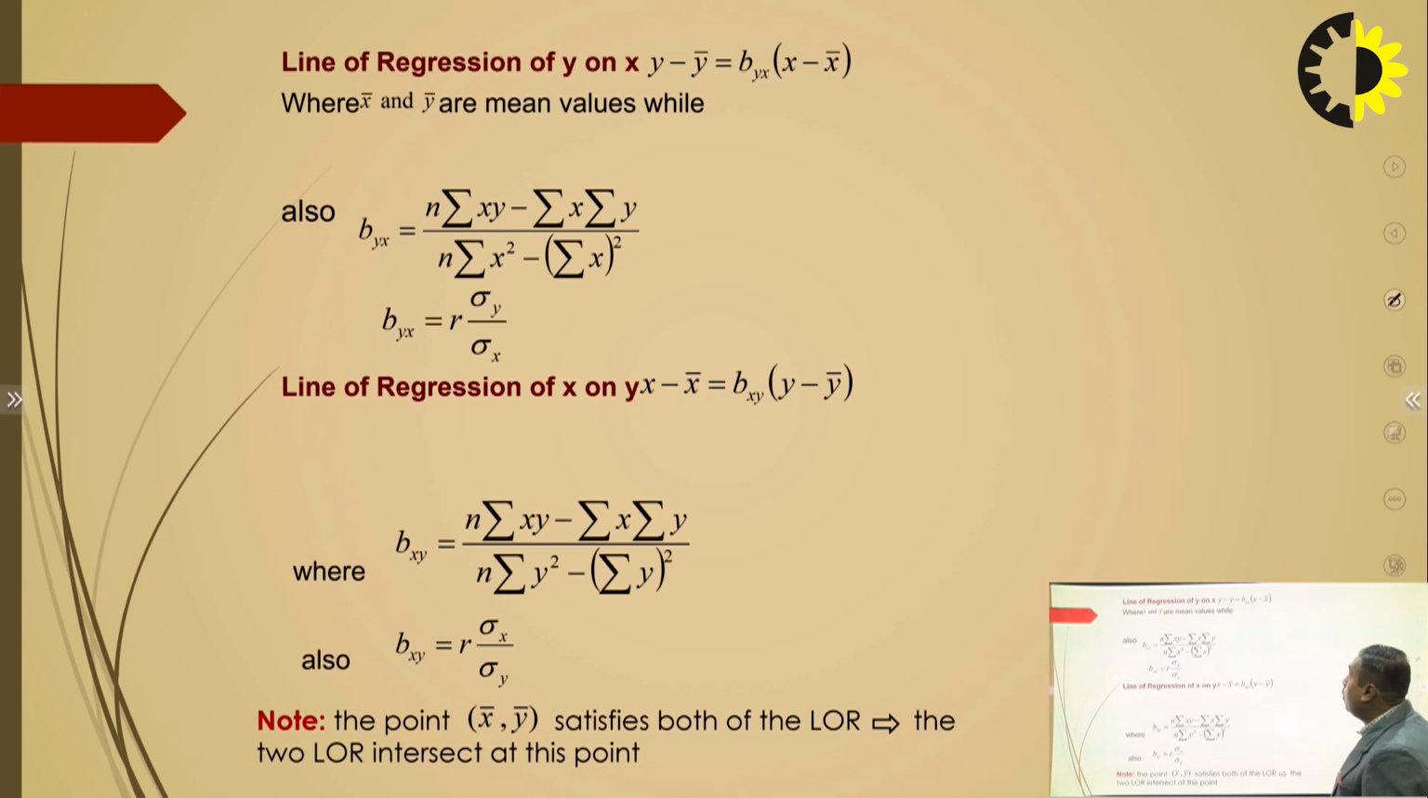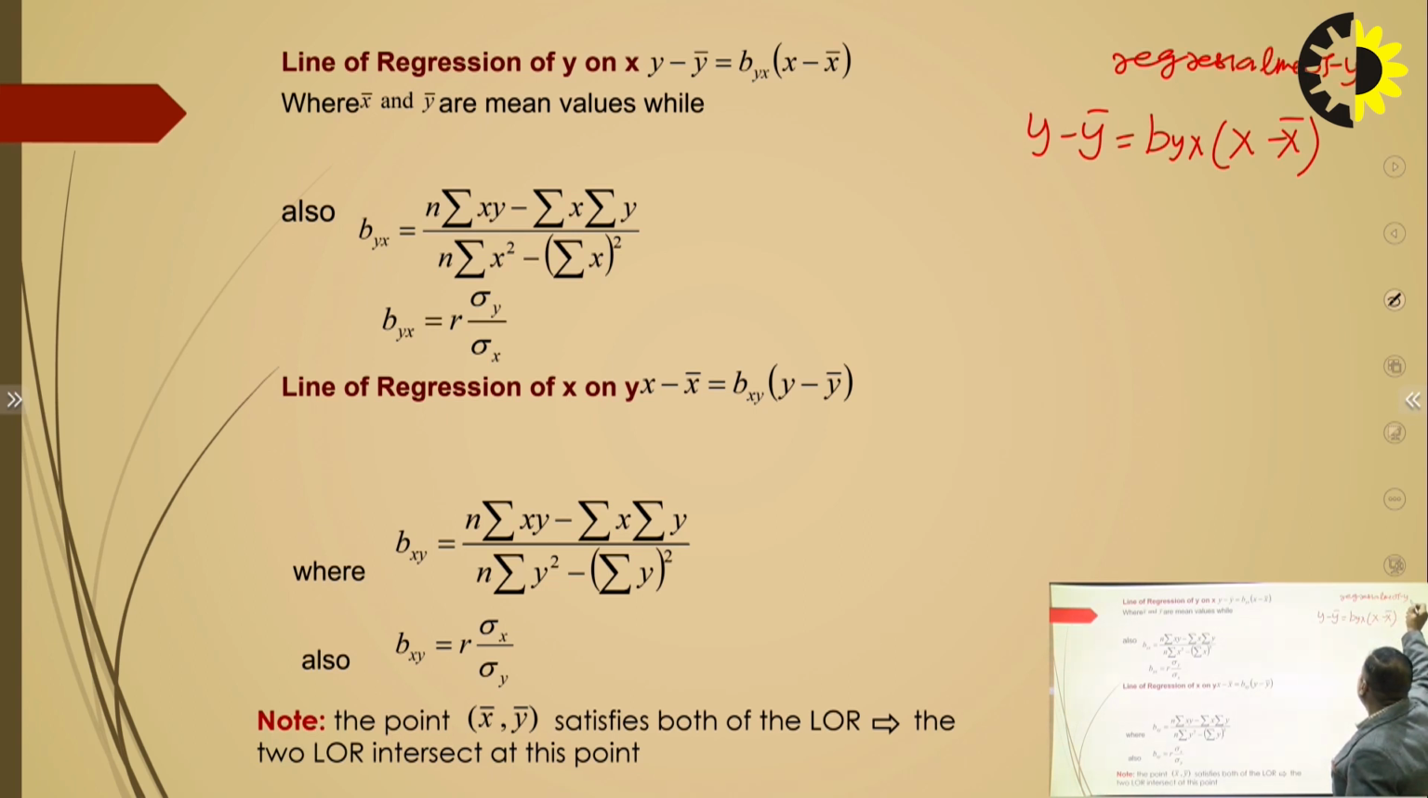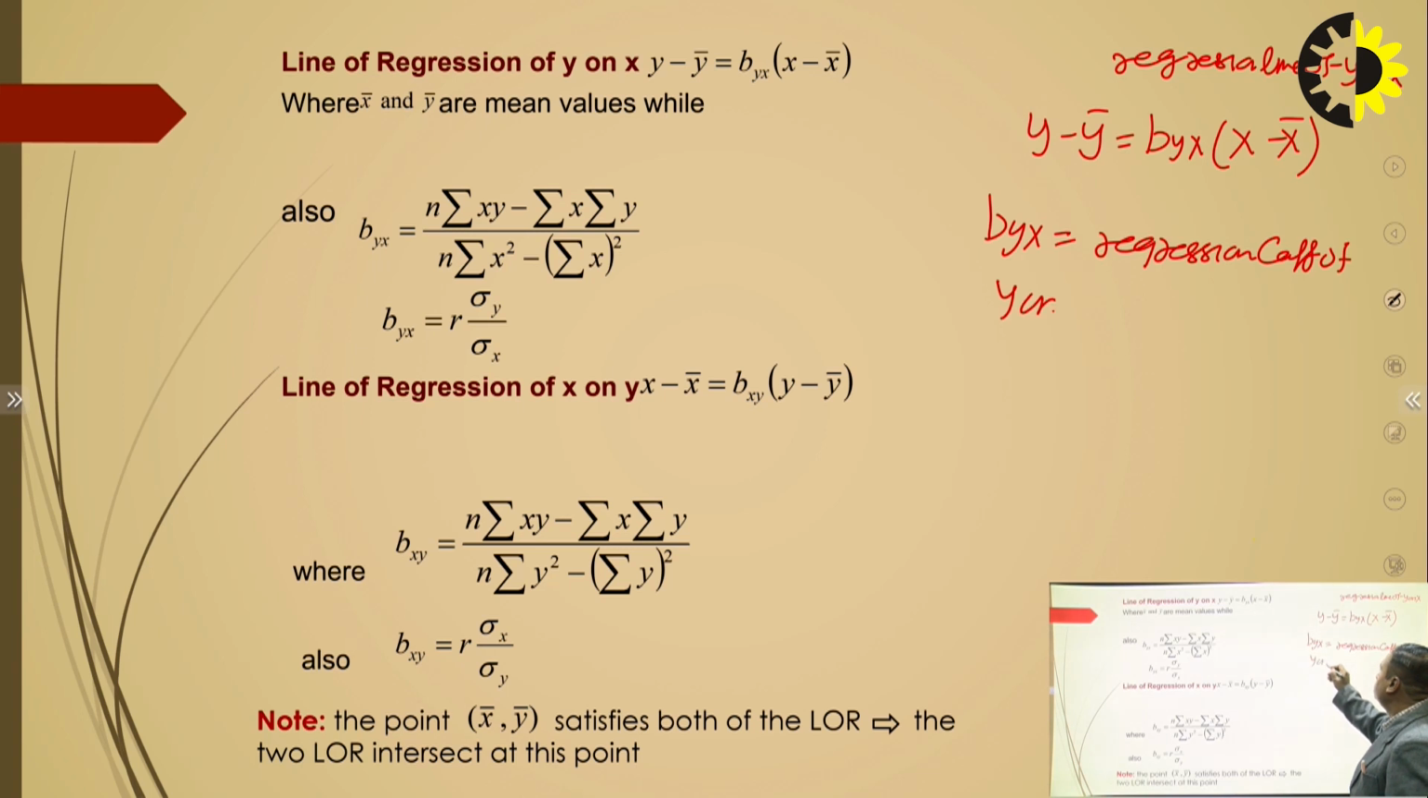Now the regression line of y on x is given by y minus y bar equals byx times x minus x bar. Here byx is the coefficient of regression, the regression coefficient of y on x, that is called byx.